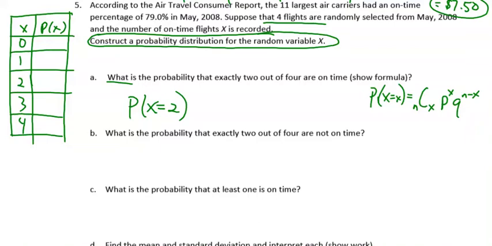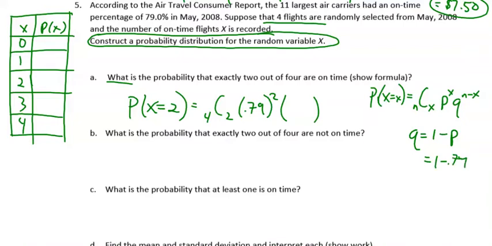That means, out of the 4 flights, 2 of them were on time. The probability that they're on time is 0.79 to the 2, and then what's q? Remember, q is always 1 minus p. In this case, it's just the complement, so that's going to be 0.21. And that's the other event, which would be 4 minus 2, which is 2. Okay, so that's the answer to question A, but that also helps me start to build my probability distribution.